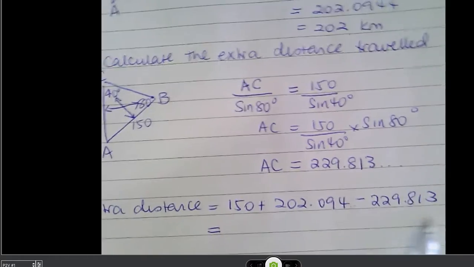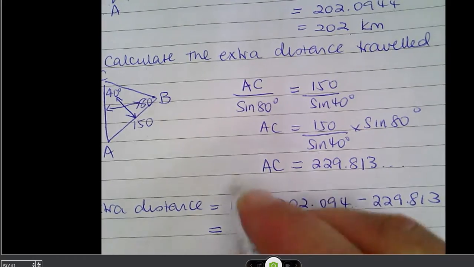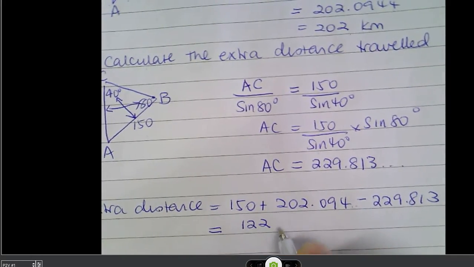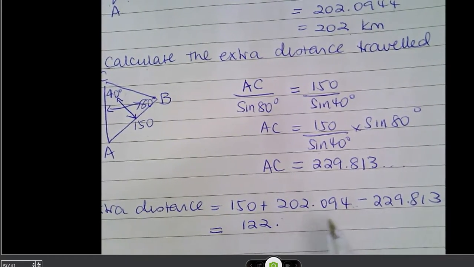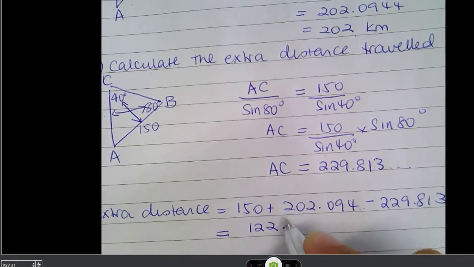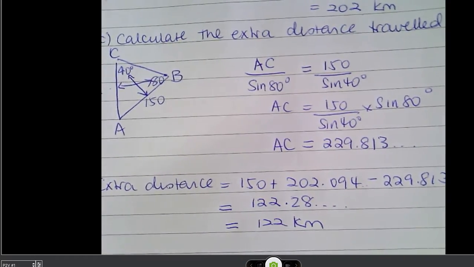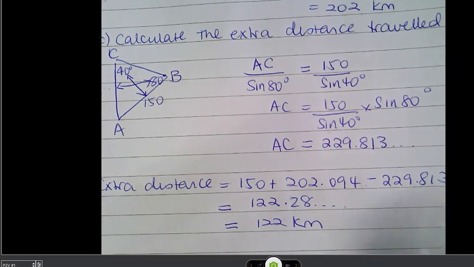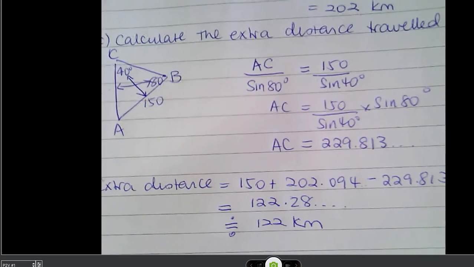So the extra distance travelled is 122.3. Is that what you're getting when you subtract? 122.28, etc. So therefore it's 122 kilometres, approximately, that's your approximately symbol, to the nearest kilometre.